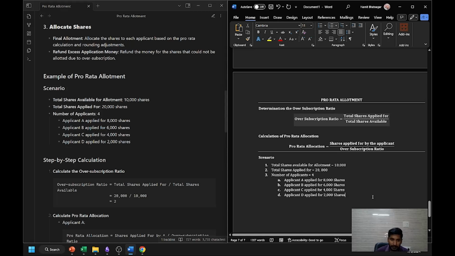Then we'll do the step-by-step calculation. First of all, let us go with the calculation. The first step is to calculate the oversubscription ratio. How? From this formula.